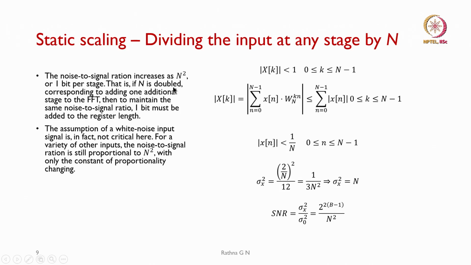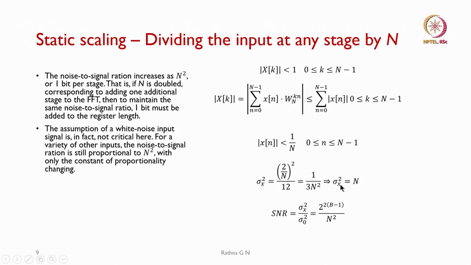That is, if n is doubled, corresponding to adding one additional stage to the FFT, as we just saw, then to maintain the same signal to noise ratio, 1 bit must be added to our register length. So this is our equation, and we will be adding one more bit to that. We say our magnitude of x of n is scaled by 1 by n. Then our noise sigma x squared input is 2 by n whole squared divided by 12, which is nothing but 1 by 3 n squared.